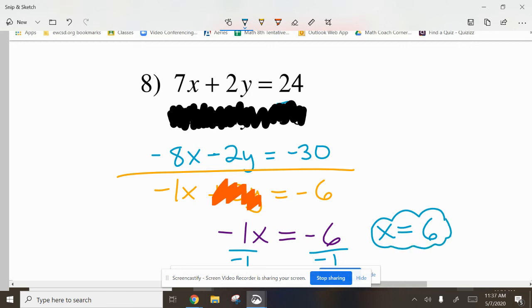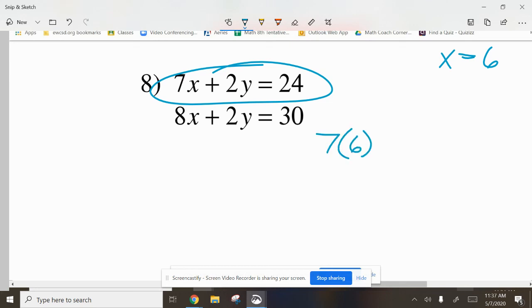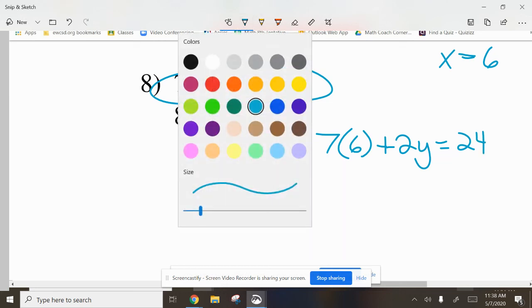+6. Okay? All right, now that we know that's a +6, can we figure out what y will be? And we can. I'm going to delete everything here. We're only going to use this first part. And remember, x was 6. Okay? So now that we know x, we're going to plug in x. So we're going to go 7, not x, but 6 plus 2y equals 24.